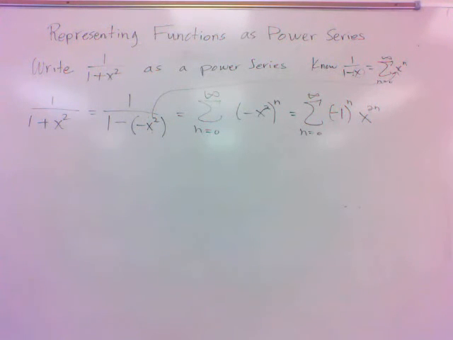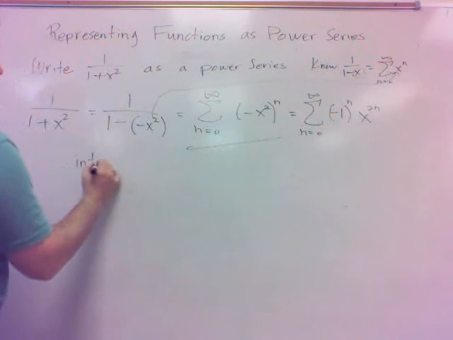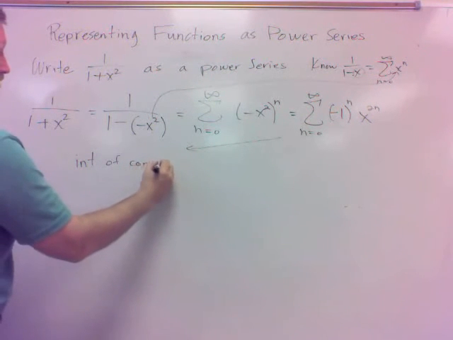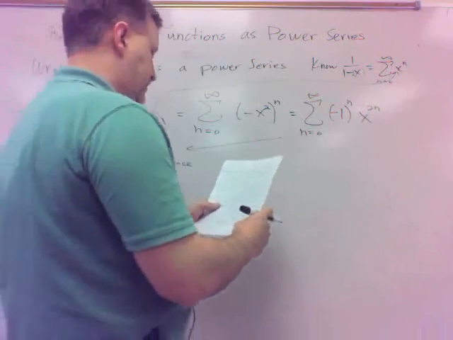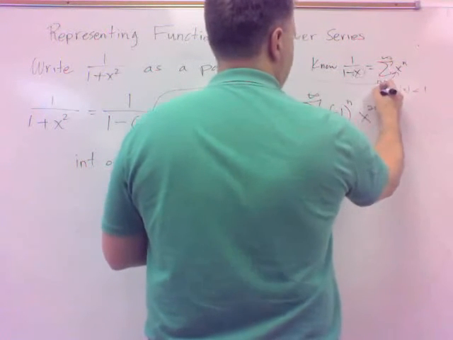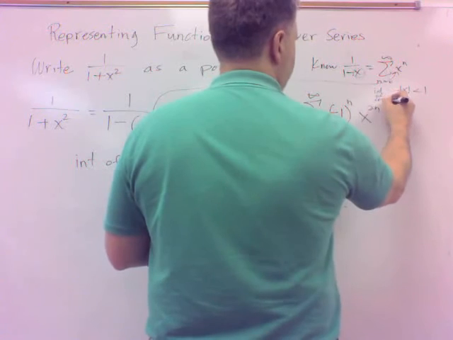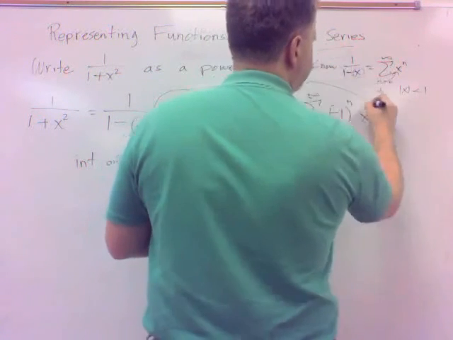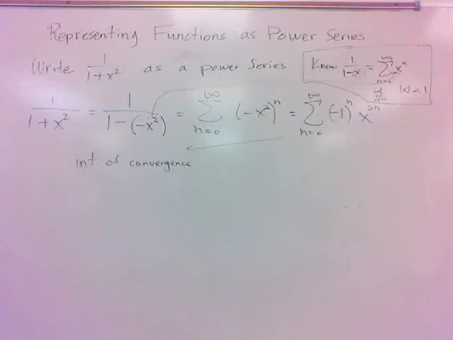Now, one other thing to think about. Did my interval of convergence change for that? What's the interval of convergence for this? Well, the interval of convergence over here is another thing to remember. Its interval of convergence is the absolute value of x has to be less than 1.